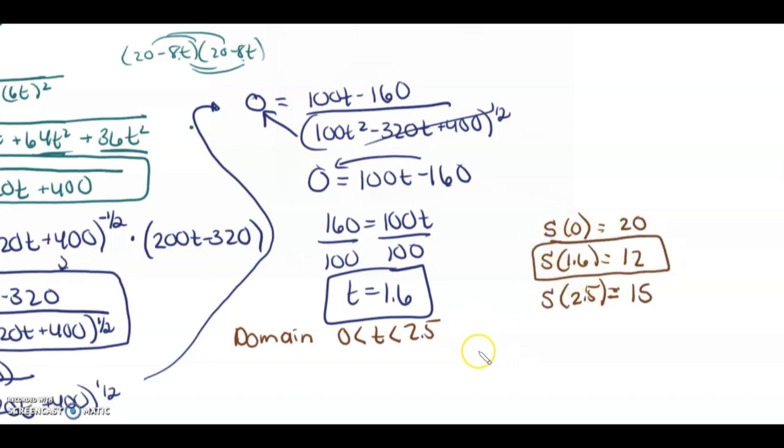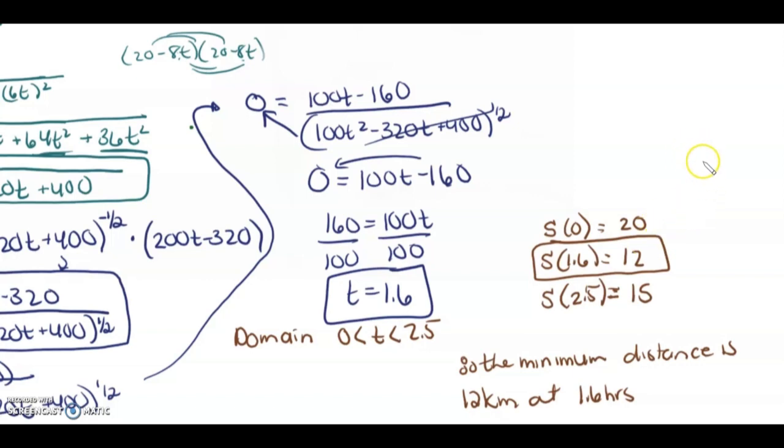So we can say, therefore, the minimum distance is 12 kilometers at 1.6 hours. And if you want 1.6 hours in minutes, we do 1.6 times 60. Remember, minutes is base 60. So that's 96 minutes.